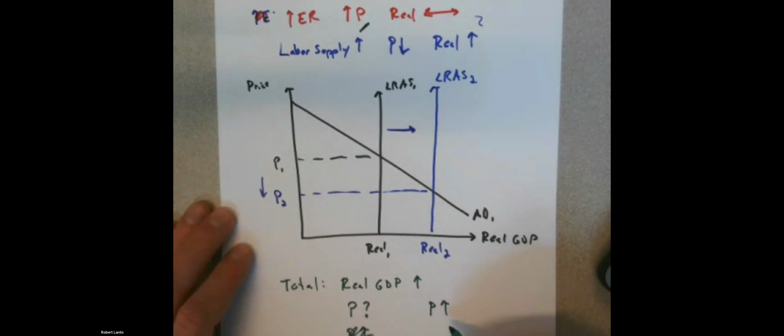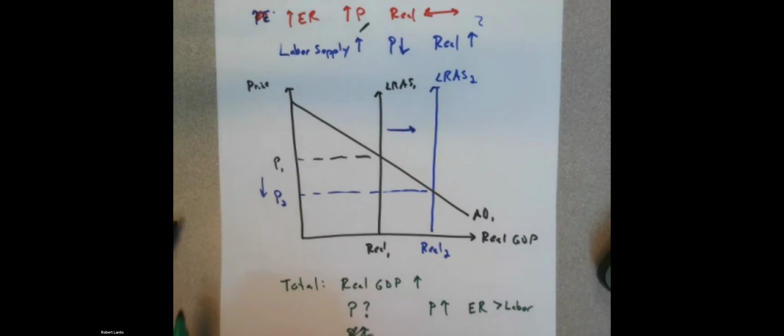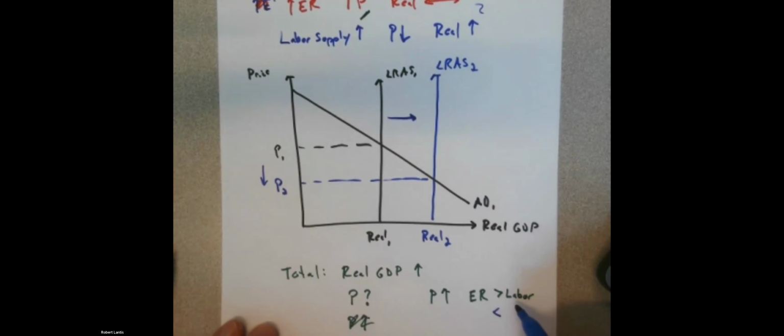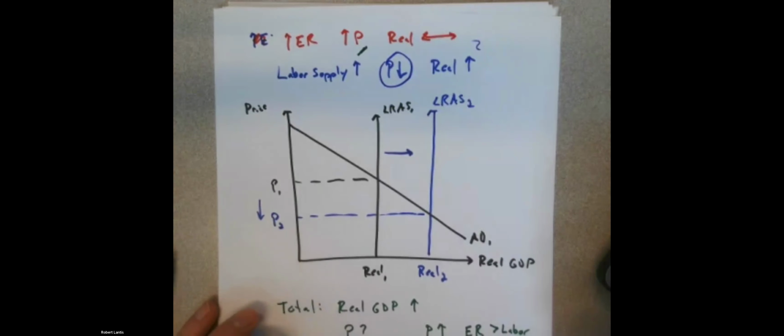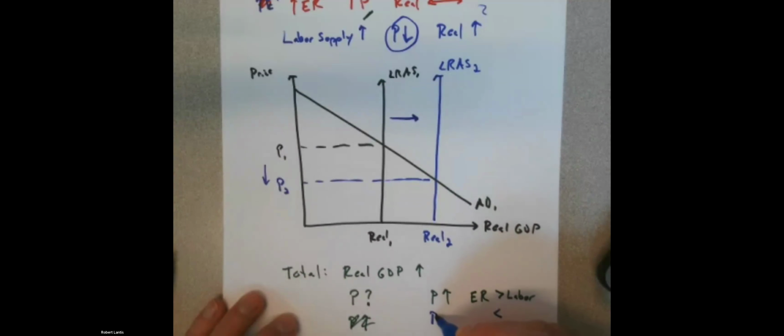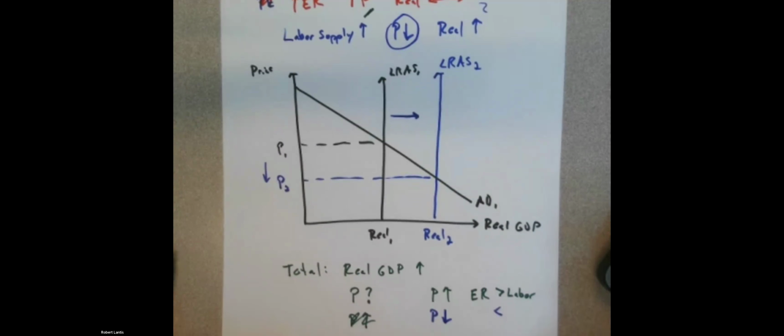So if we are told that prices are increasing, we know that the improvement from exchange rates must be greater than the changes caused by the increase in labor supply, which was shifting our long run aggregate supply. If the reverse was true, the effect from exchange rates was less than the effect of labor supply, well, now the effect of labor supply is going to win out or dominate, in which case this would cause our equilibrium prices to go down.